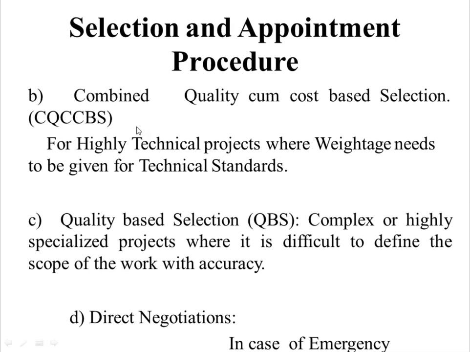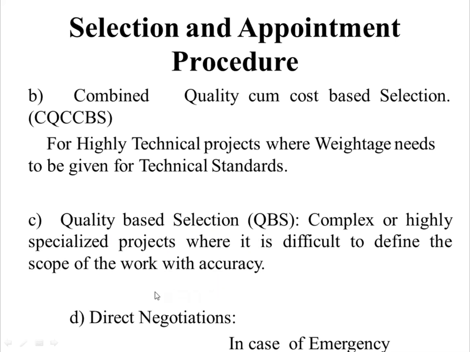This type of evaluating criteria is for highly technical projects where weightage needs to be given for technical standards. So for these types of projects, we need to go for combined quality cost based selection. Then quality based selection. This type of evaluation criteria is for complex or highly specialized projects where it is difficult to define the scope of the work with accuracy, or wherever we cannot decide the scope accurately. In these situations, we need to go for the quality based selection.